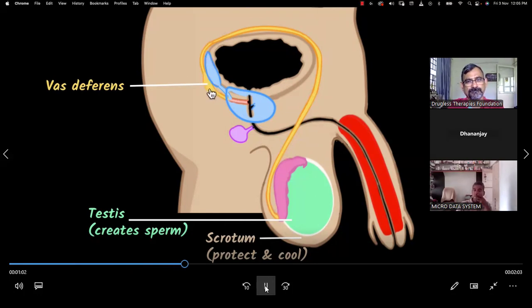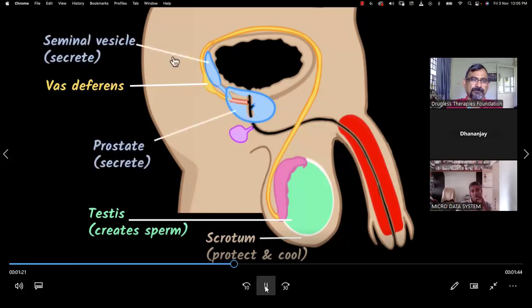Now the sperms want to go from here to here, into the penis and out of it, to go into the vagina eventually. But the problem is, for that, they need a lot of nutrition. They need some mobility, which they don't have right now. That's where these two glands come in. We call them the seminal vesicle and the prostate gland.